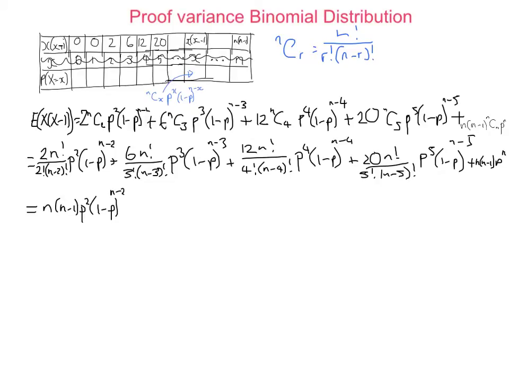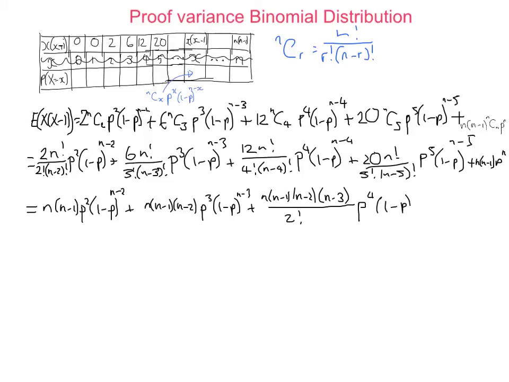Now we've got n minus 1, n minus 2. The n minus 3 factorial will have cancelled at the bottom, and the 3 factorial cancels the 6. p cubed (1 minus p) to the n minus 3, plus, now we've got on the top n minus 1, n minus 2, n minus 3, still there. n minus 4 factorial is cancelled. On the bottom, the 4 times 3 is cancelled with the 12, but we've still got the 2 factorial. p to the 4, (1 minus p) to the n minus 4.